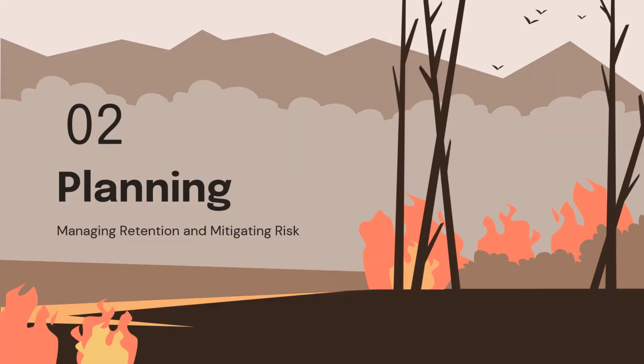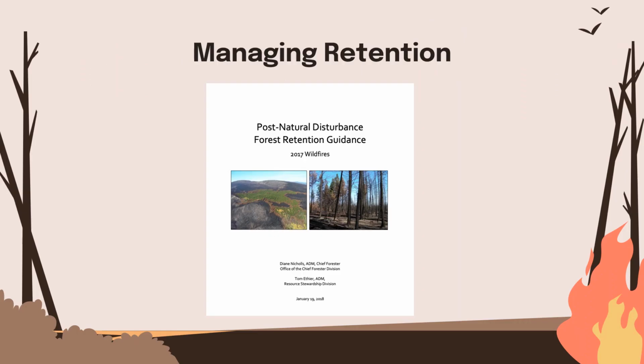So with that talk of managing retention and mitigating risk, I will now tell you about the guidelines that have been put forth from within the forestry industry to deal with the planning of these blocks. It is quite a bit different because of the altered landscape. My primary source here was this paper written by Diane Nichols and Tom Ethier. It's titled Post-Natural Disturbance Forest Retention Guidance, and this was put out in 2018 after the devastating 2017 wildfires.